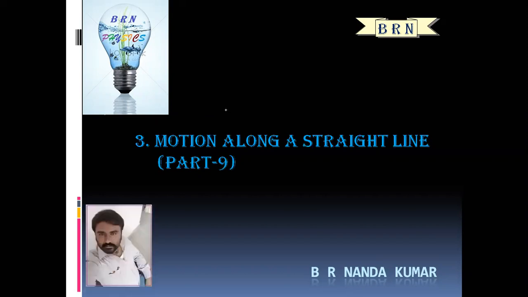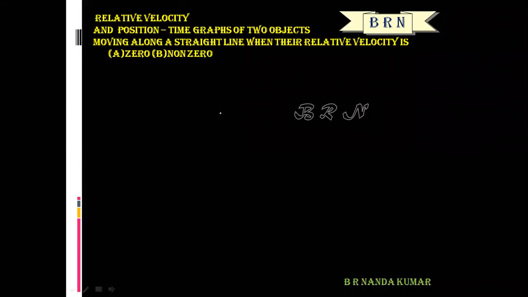Okay, well, let's start today's class. In this class, we are going to discuss the next very interesting topic, that is relative velocity. So what is the meaning of relative velocity? That is very important. Relative velocity is defined as the velocity of one object with respect to another object. That is actually called the relative velocity.